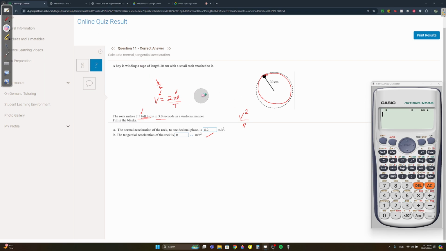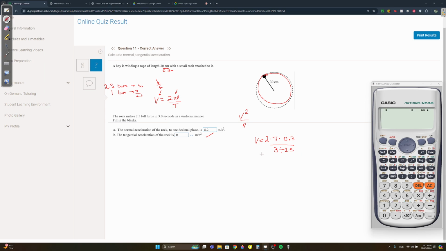So let's see here, v is equal to 2 times pi times the radius. It's 30 centimeters, which is 0.3 meter, right? So 0.3 over the time. They said you got 2.5 full turns in 3 seconds. So how much time is one full turn? 2.5 turns in 3 seconds, so one turn is 3 divided by 2.5. You just do 3 divided by 2.5.